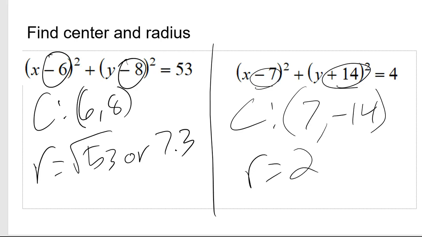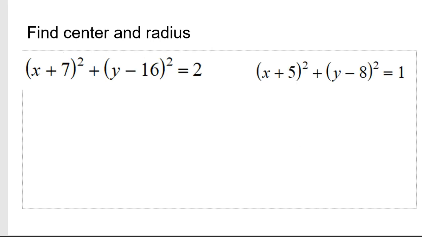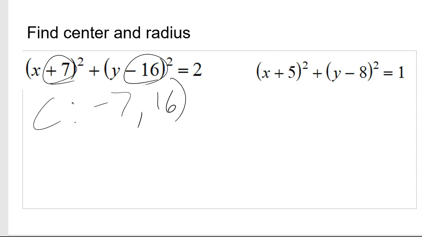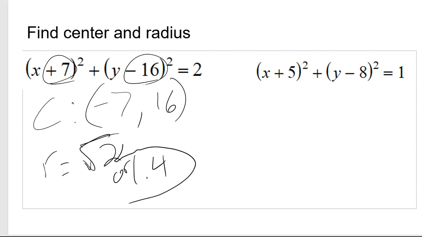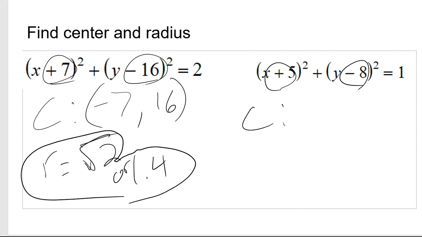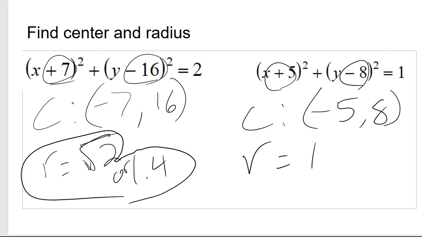And my radius is going to be 2, the square root of 4. Alright, so this one, we have positive 7 and negative 16, so the opposites of those would be negative 7 and 16. My radius will be the square root of 2, and if you want to actually find that number, you could put 1.4. I would accept either one. Just got to keep track if it's a multiple choice question. So we've got positive 5 and negative 8, so the opposites are negative 5 and positive 8. My radius is simply 1. The square root of 1 is still 1.